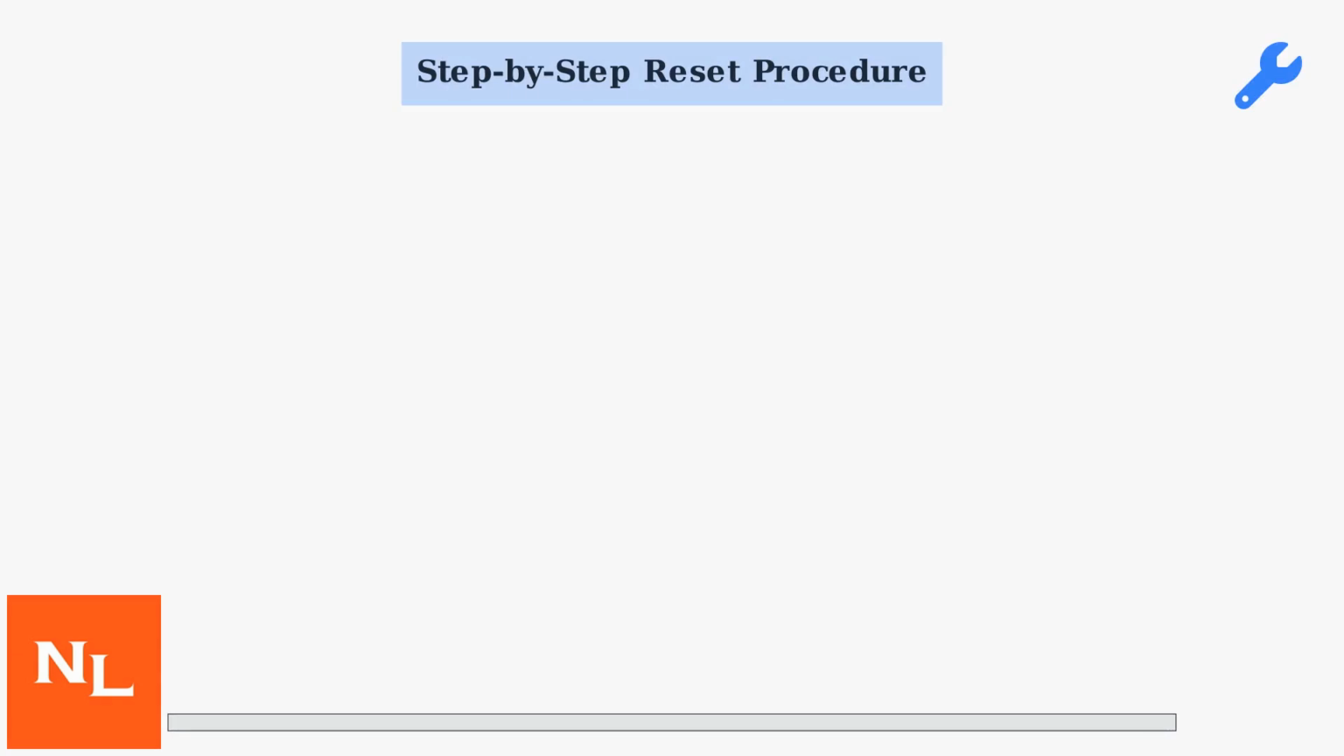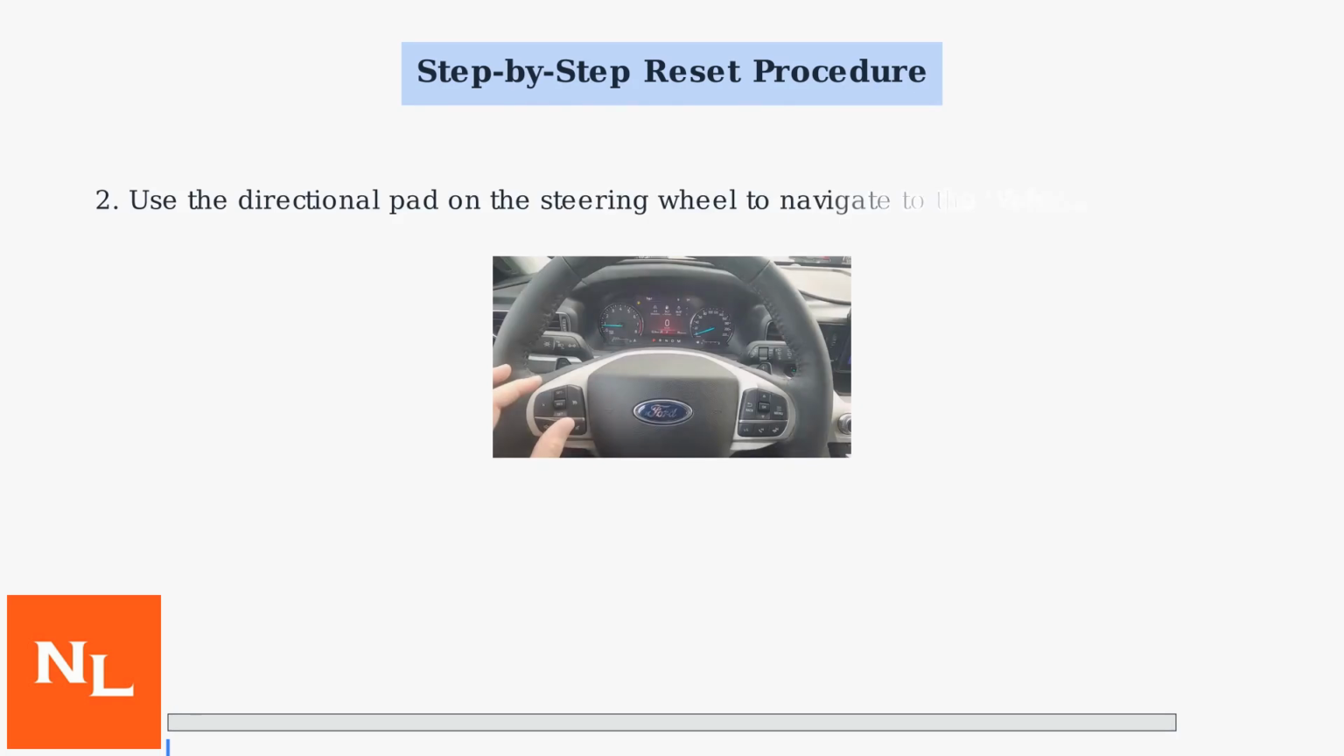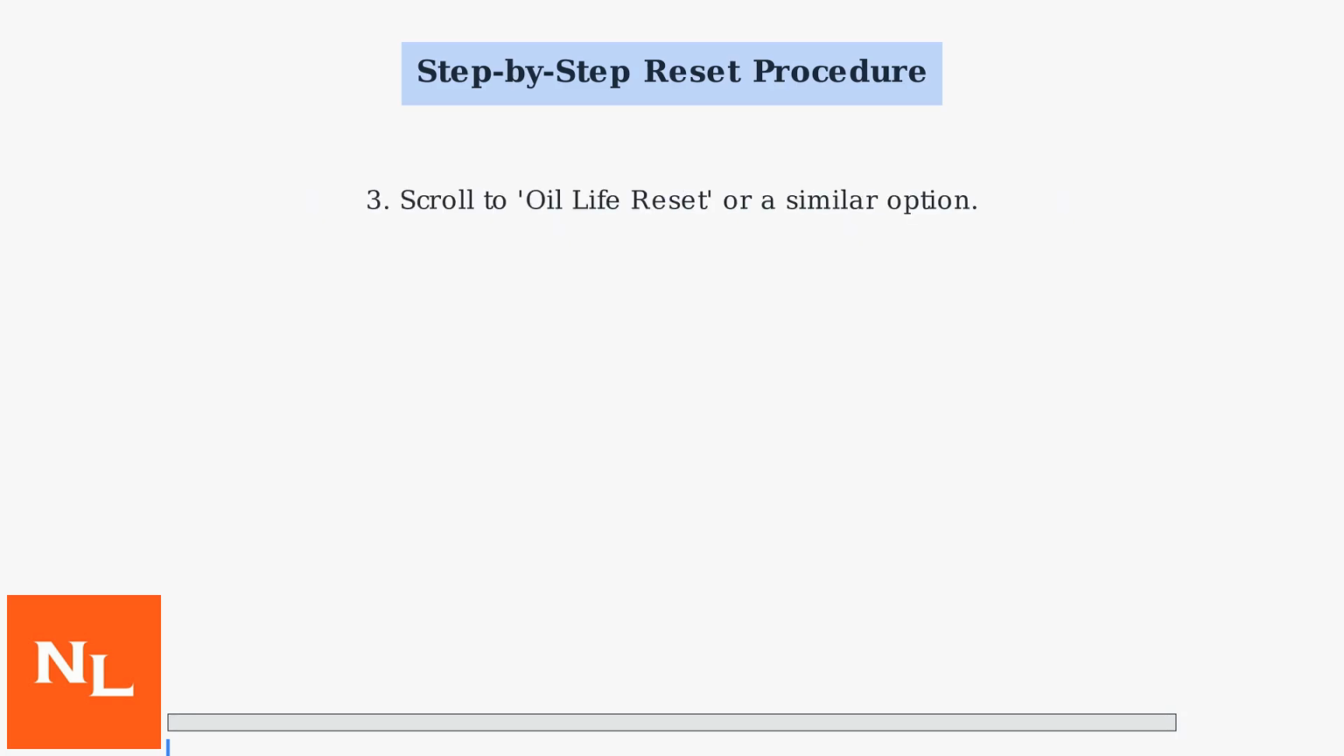Here's how to reset the oil life monitor using your Explorer's instrument cluster. First, turn the ignition on, but don't start the engine. Second, use the directional pad on the steering wheel to navigate to the vehicle info menu. Third, scroll to Oil Life Reset or a similar option.